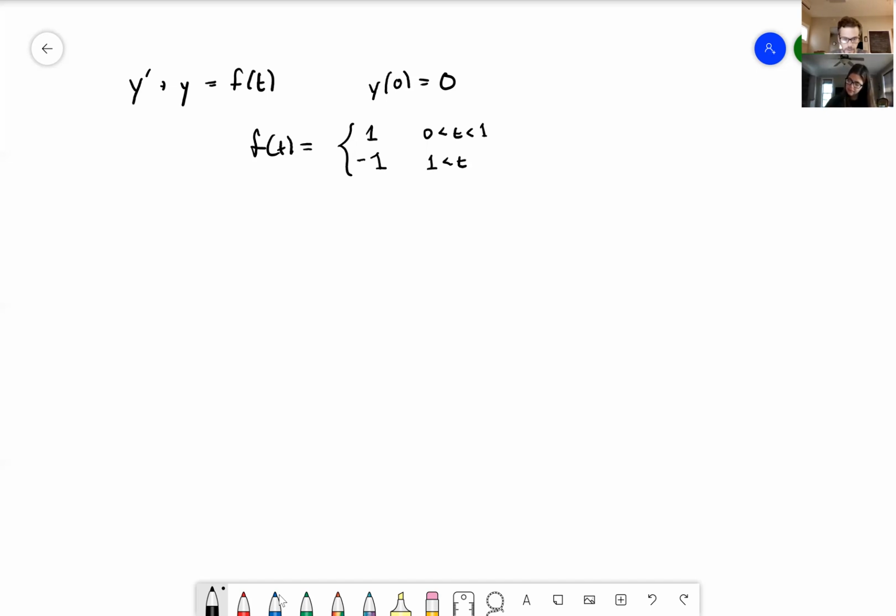Okay. And I'm guessing we want to try to use the, well, let's see. Can we do this without the Laplace transform? Oh, that seems like it would be pretty difficult. Yeah, let's continue doing this with the Laplace transform like we were before.